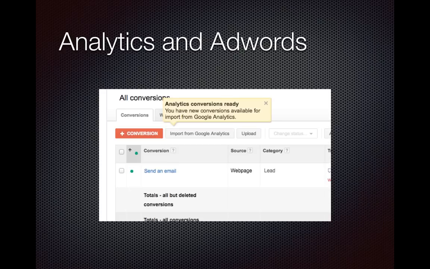Just know that you can go in there and click the Import from Google Analytics button, and then what will happen is it'll actually pull in all the goals you've created in Analytics and then ask you if you want to track them in AdWords. You don't have to use them all, so you can use some of them or none of them, and then track those goals from Google Analytics into AdWords and use those as cost per conversion tracking items.